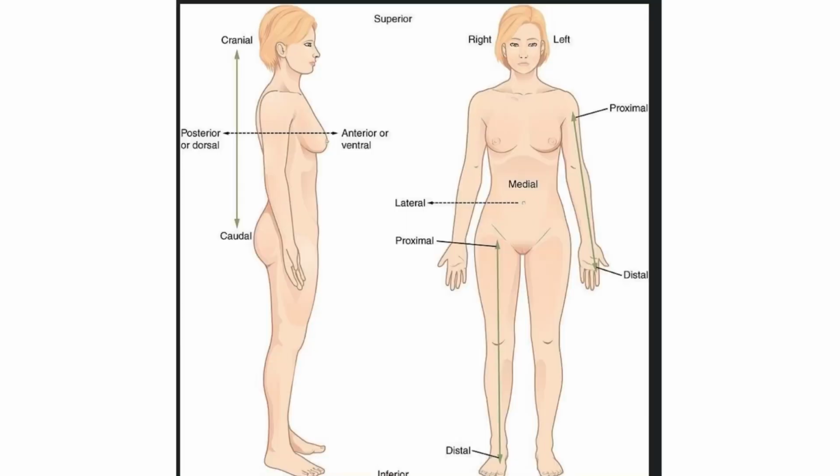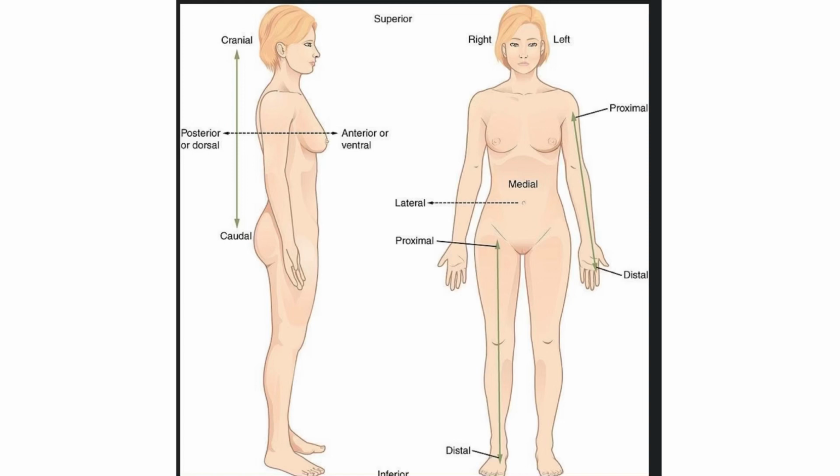Posterior is also referred to as dorsal or towards the back. For instance, you can say that the heart is posterior to the sternum. This simply means that the heart is positioned behind the sternum when considering the body's anatomical position.